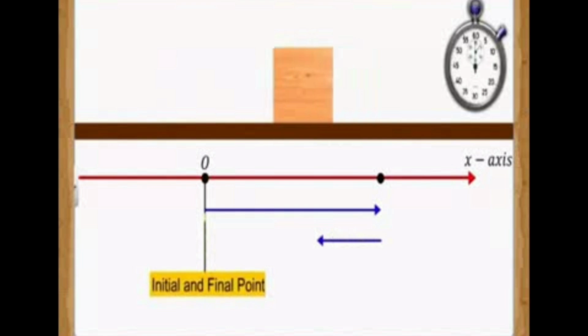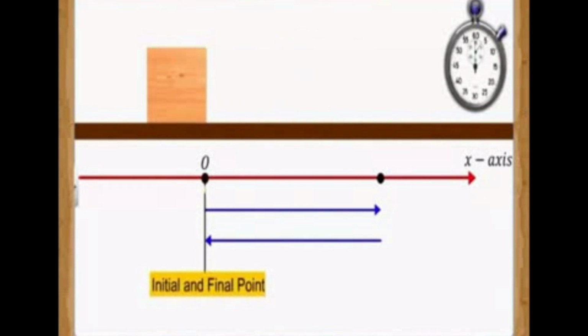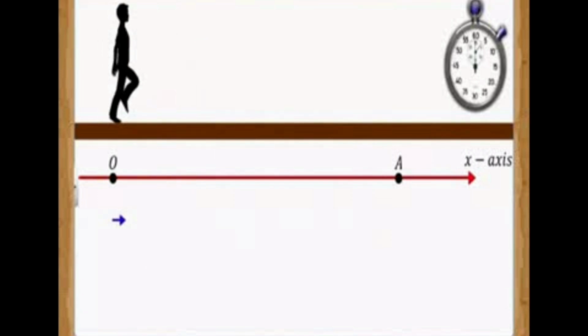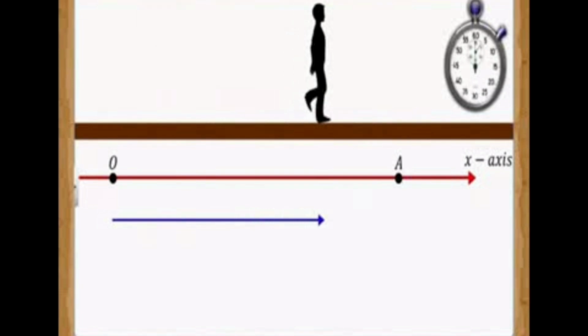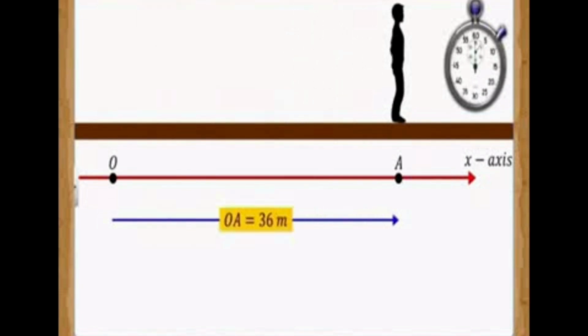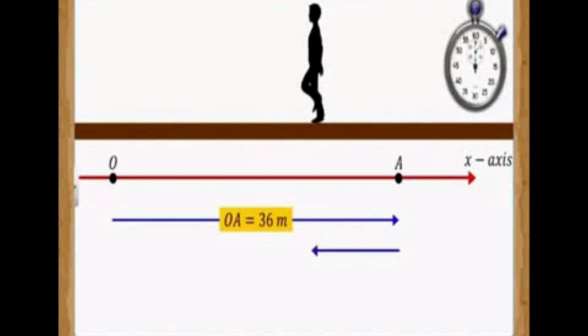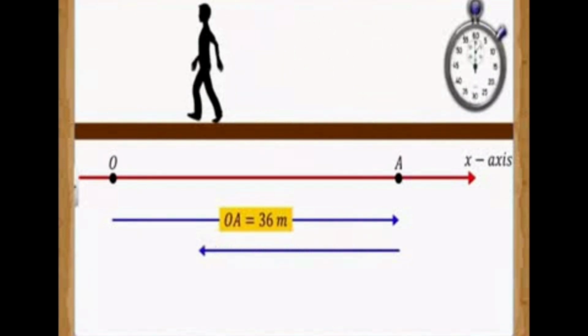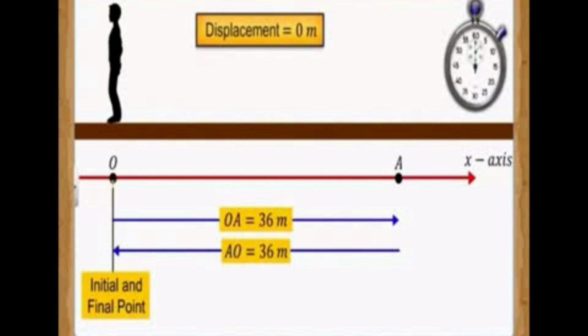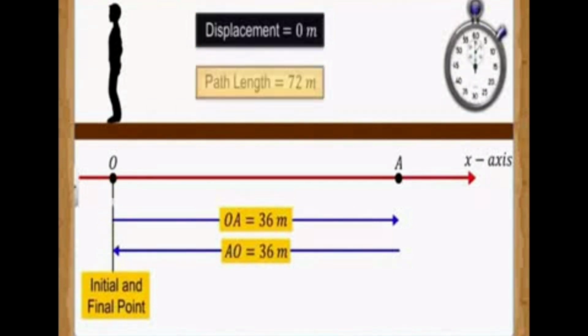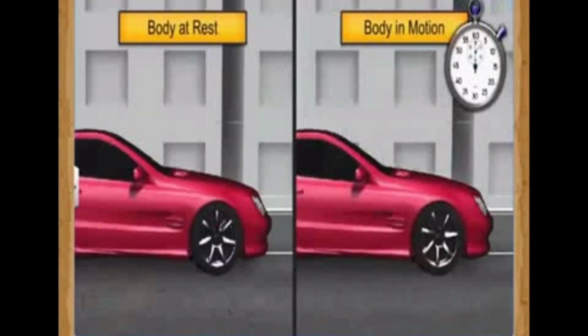Now consider the initial and the final point. The initial point is 0, and the final point is another one. If the two points are equal, the magnitudes are equal and opposite in direction, so definitely that value becomes 0. For example, from O to A the object travels 36 meters, and then it travels from point A back to O, also 36 meters. So for path length, we have to add these two values. But displacement is 0, because displacement is the shortest distance between the initial and final position. He is in the same position, so it is 0.